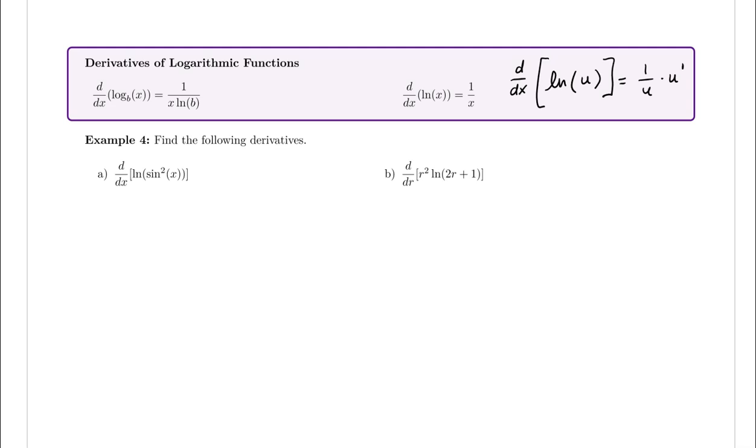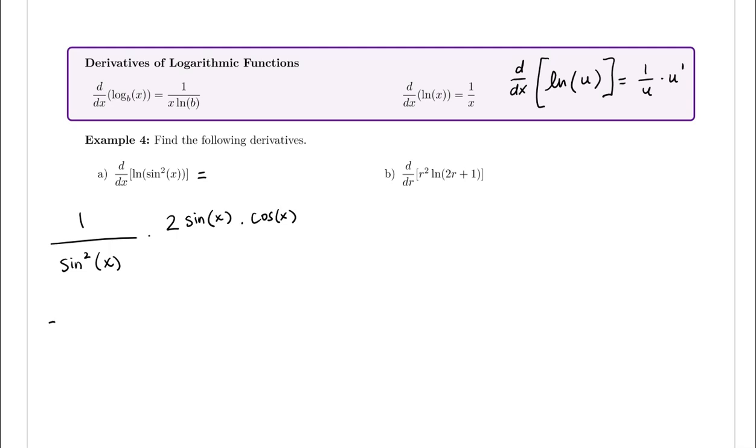So in this case, our u is sine squared x. We're essentially using chain rule here. So the derivative of the natural log of something is equal to 1 over whatever the something is, in this case sine squared x, times the derivative of that something. To take the derivative of sine squared x, I'm going to use power rule, and my new power on sine would be the first power. Then I have to use chain rule again by multiplying by the derivative of the inner function, which in this case is sine, so that would be multiplied by cosine.